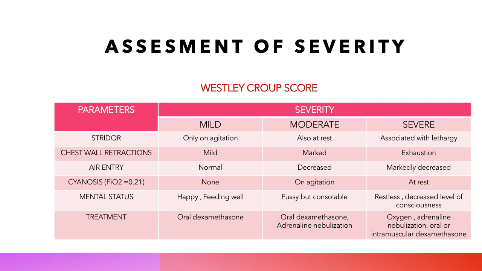In severe croup, the child is lethargic. So, there may be stridor, but the child is lethargic and exhausted. In case of exhaustion, the chest wall retractions may not be very prominent because there is decreased respiratory effort of the child. Air entry because of airway obstruction is markedly decreased. Cyanosis is present at rest, and the child is restless because of hypoxia, and there is decreased level of consciousness, again because of hypoxia.